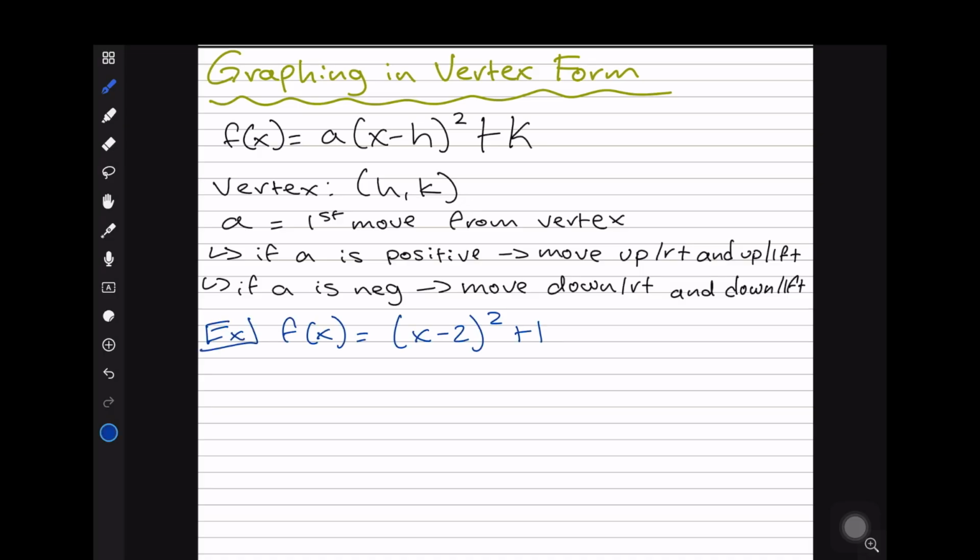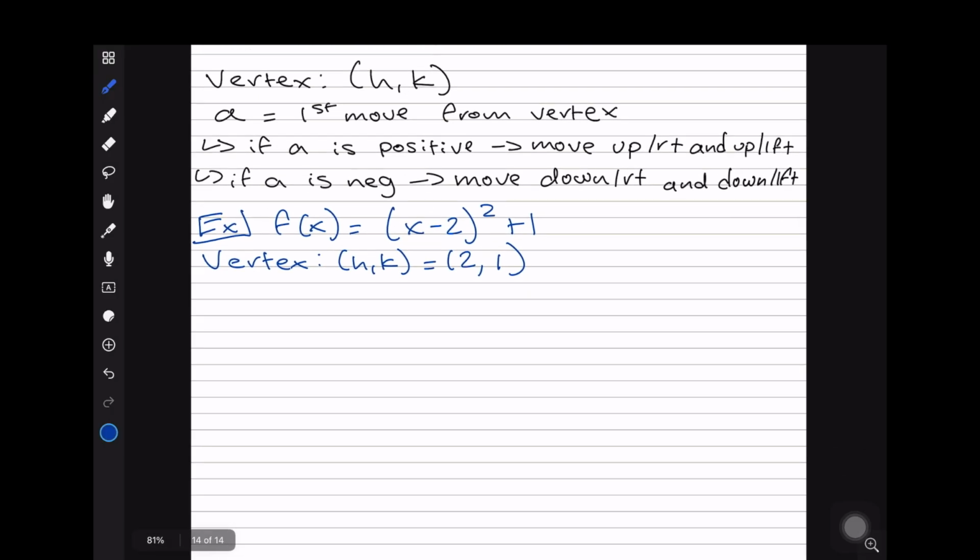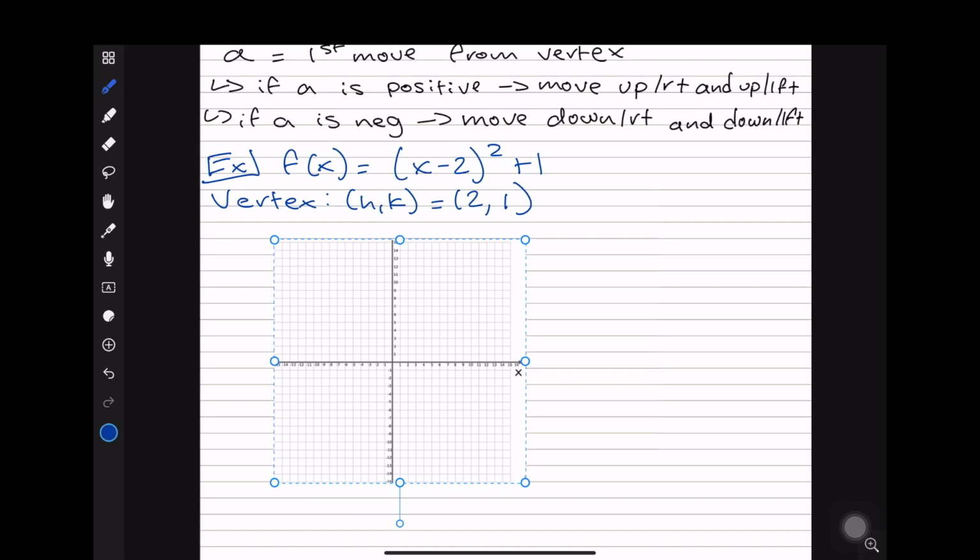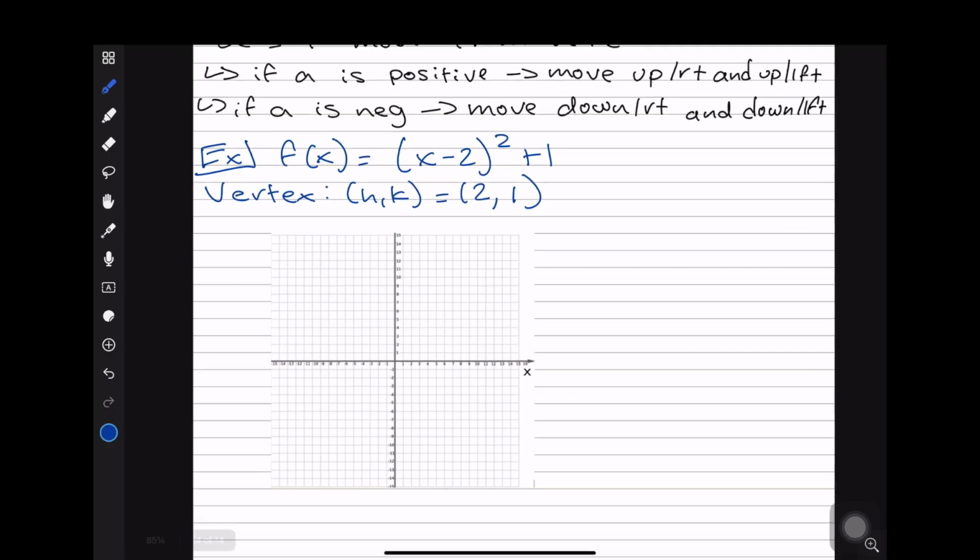Here we have f of x equals (x minus 2) squared plus 1. Now your vertex here, remember, is h comma k. Inside the parentheses, we see a negative 2. But when you're writing the vertex, you want to do the opposite of whatever is inside the parentheses. So here, instead of the negative 2, you're going to have a positive 2. And now the k goes on the outside of the parentheses, so this plus 1 will be your k. So your vertex now becomes 2 comma 1.